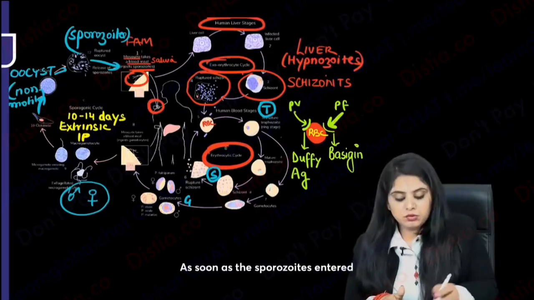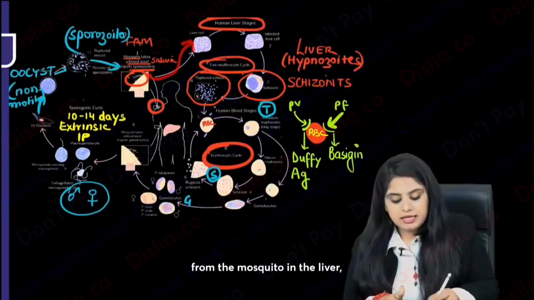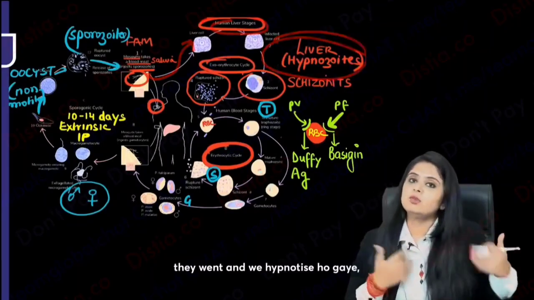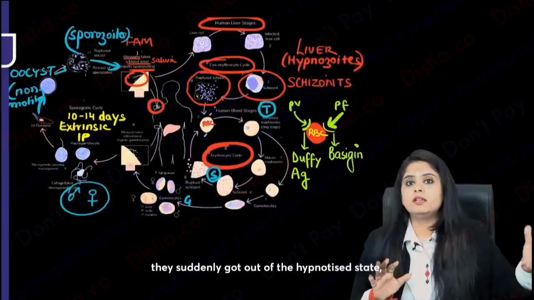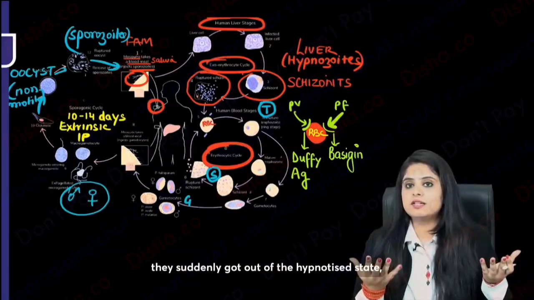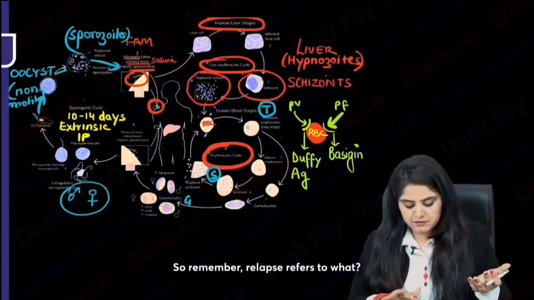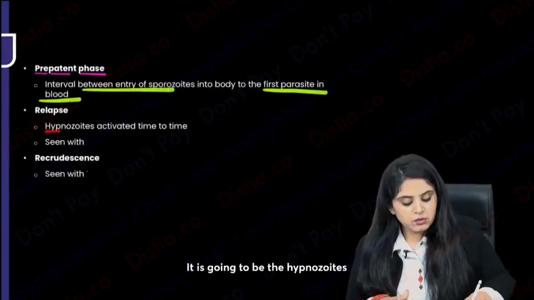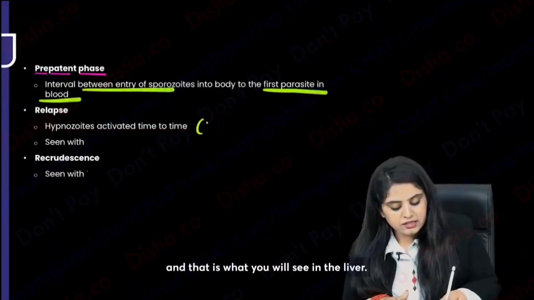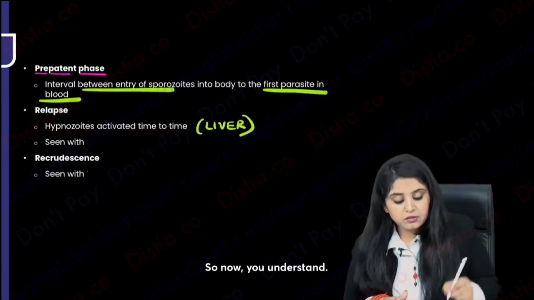As soon as the sporozoites entered from the mosquito, in the liver they went and got hypnotized, and they slept off. And later on, they suddenly got out of their hypnotized state and got activated. That is known as relapse. So remember, relapse refers to what? It is going to be the hypnozoites which are getting activated, and that is what you will see in the liver, right? So now you understand.